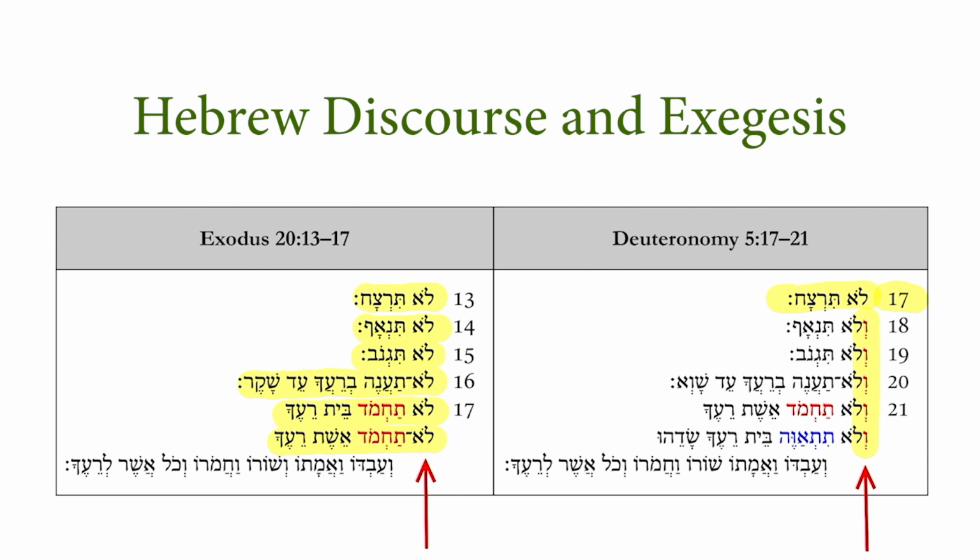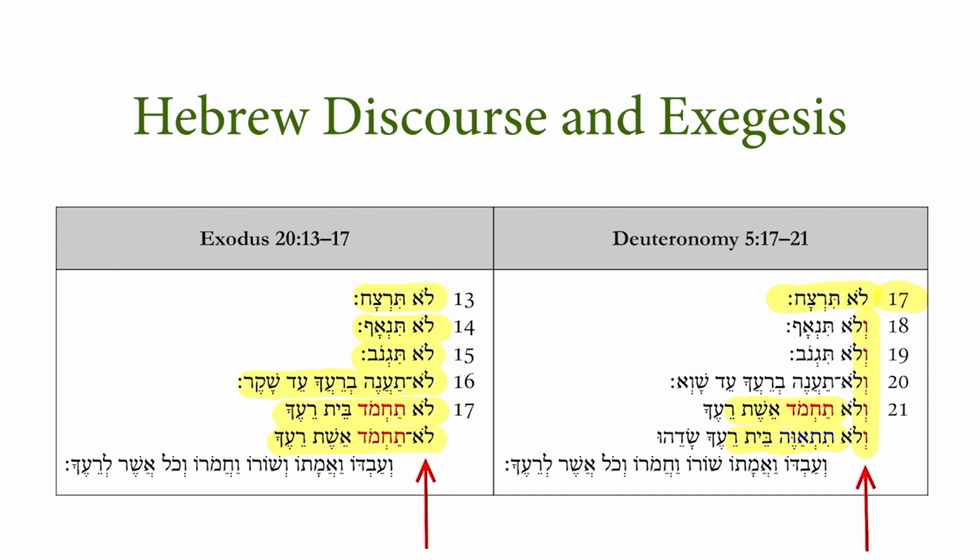And you can also see that the verbs have changed here to mark the difference, and even the order of the presentation, wife and then house second. So there's a little bit of an updating here, or making clear what was maybe ambiguous in Exodus 20.